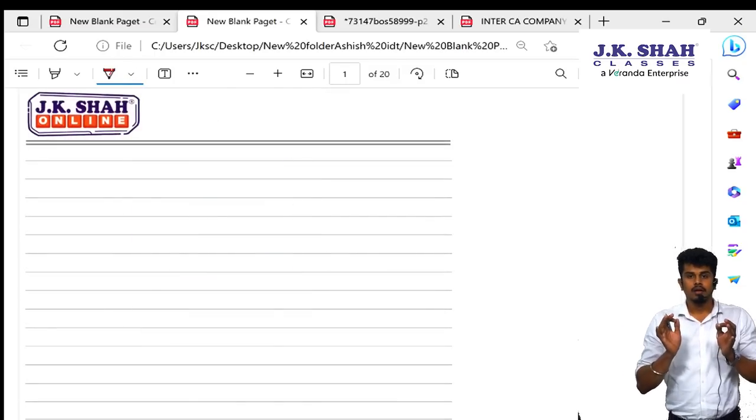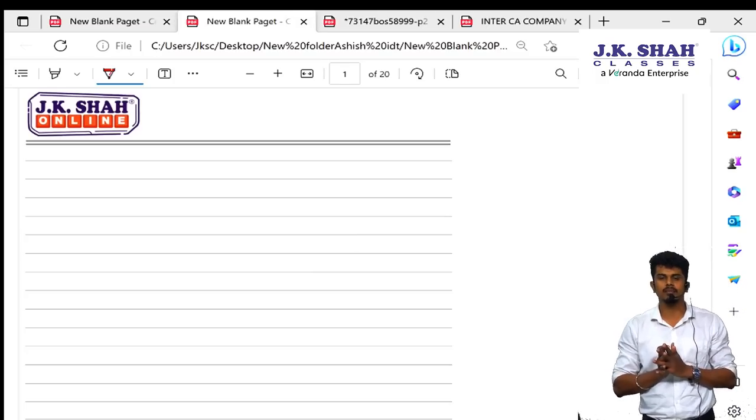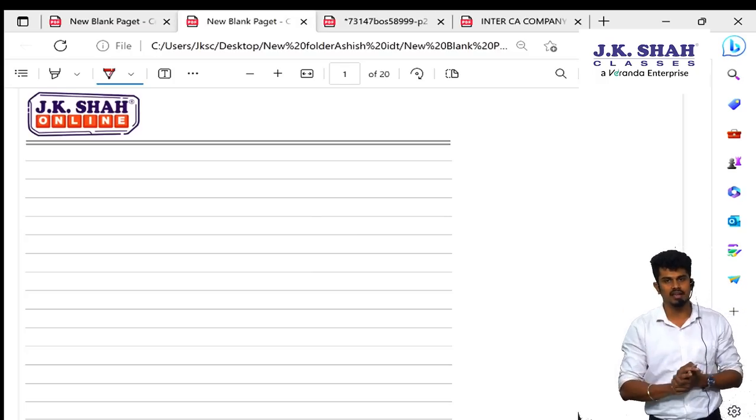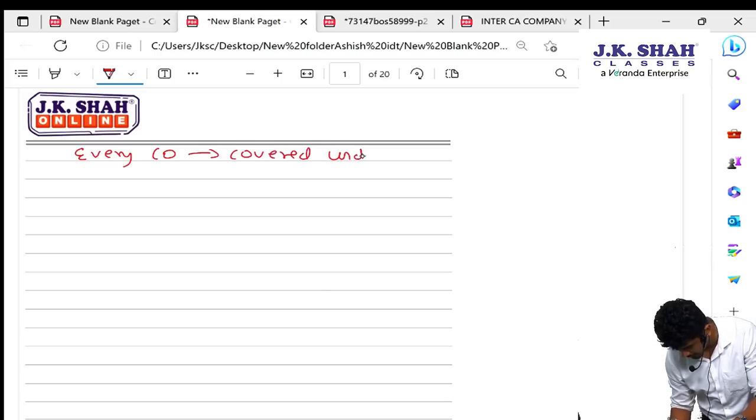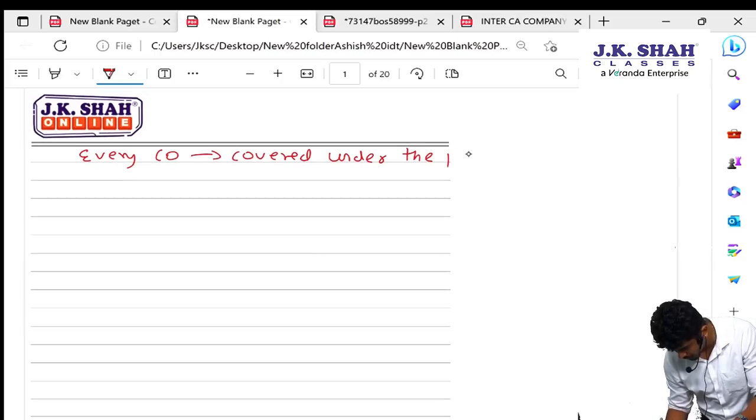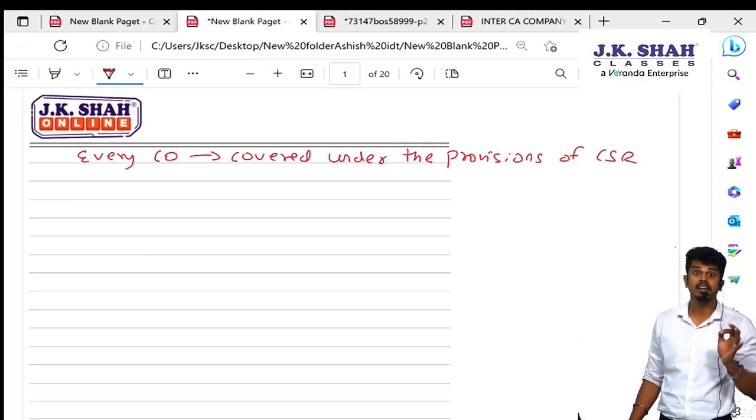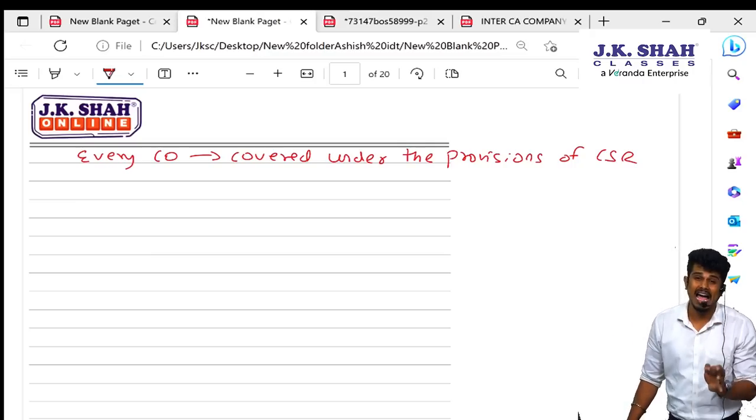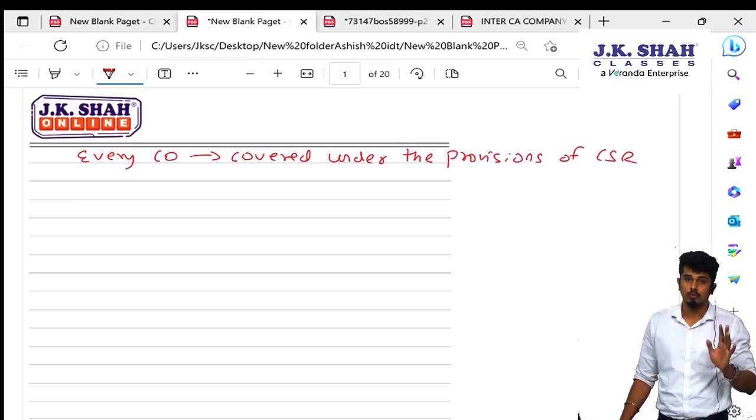See, one more requirement has been introduced by MCA. Now, sir, what are those requirements? See, every company covered under the provisions of CSR. Now, guys, please remember this amendment is very important and complicated. I will be giving you the best possible analysis of all the languages written in this particular article. So, please focus over here.